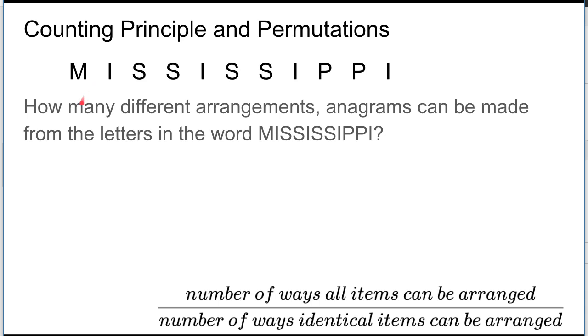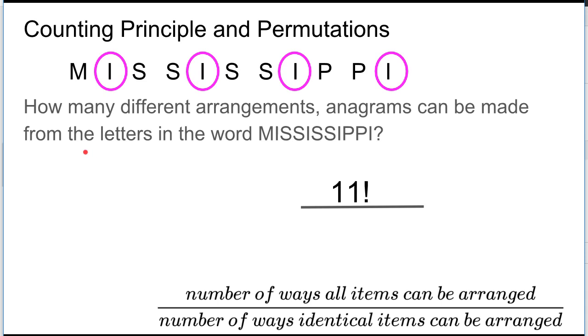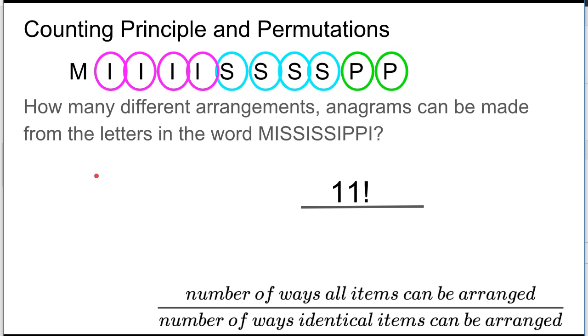Okay, so hopefully you did that, and hopefully what you decided was that there are 11 letters, so it's 11 factorial. Then hopefully you noticed there are some identical letters here, and you looked for them and said, I've got 4 I's, and I've got 4 S's, and then I've got 2 P's. So it's going to be 11 factorial divided by 4 factorial times 4 factorial times 2 factorial. And hopefully when you put them in your calculator, you put parentheses around them so it groups them all together before it does the division. Then you should get 34,650.